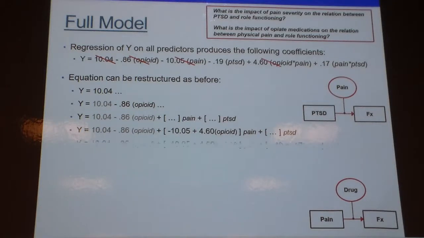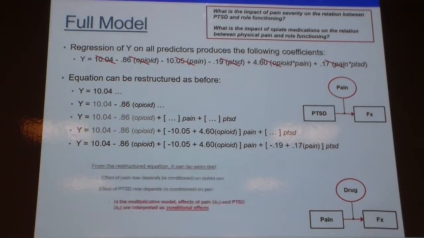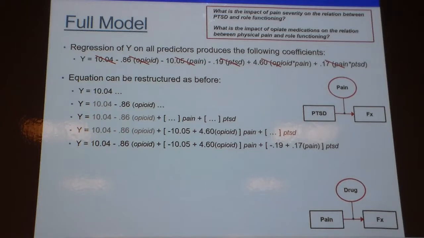So remember, we go through and restructure, and when we restructure this, we can see that now my effect of pain on outcome is going to be dependent on whether or not I say someone is taking opiates or not, right? Because if I put different values of opiate use in here, it's going to change this whole term, right? And this whole term is the regression slope of pain on my outcome. So depending on what value I plug into here, it's going to start changing my coefficient.